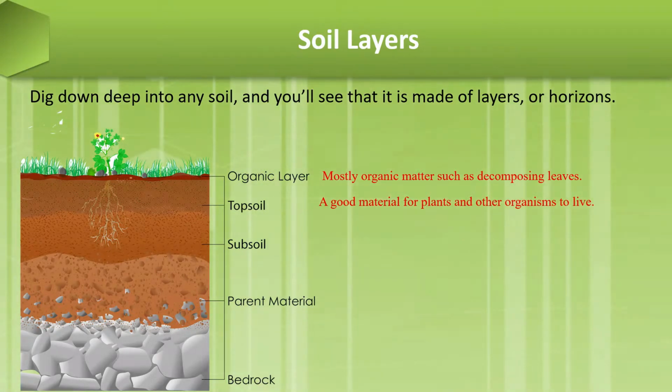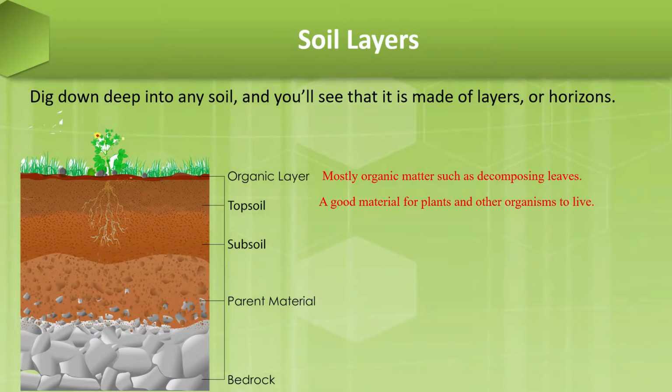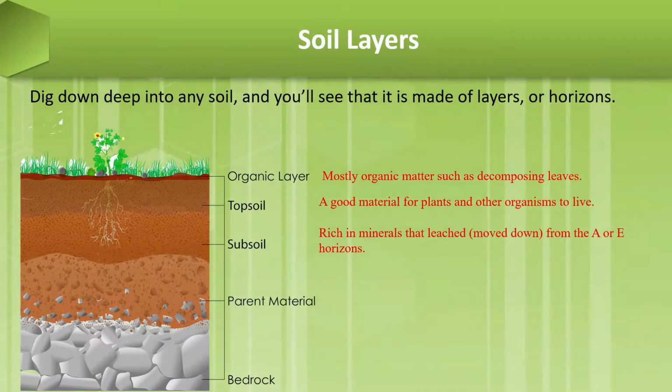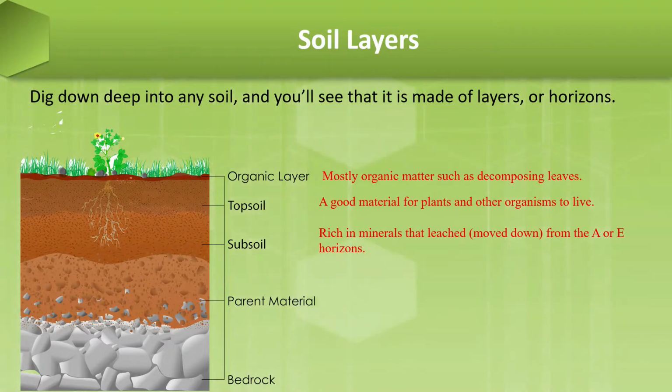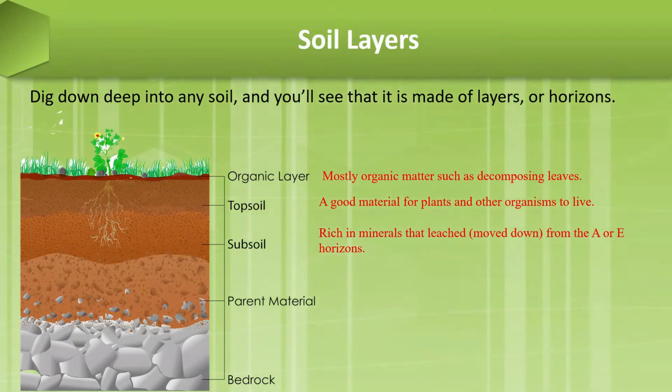Mainly the bigger plants have their roots go down into the topsoil and get most of the materials they need from that layer. The third layer is subsoil, rich in minerals that leached down from the organic layer and topsoil. When it rains and the soil absorbs this water, the minerals also go down to the subsoil. So plants with roots that reach the subsoil can grow faster and for a longer time.